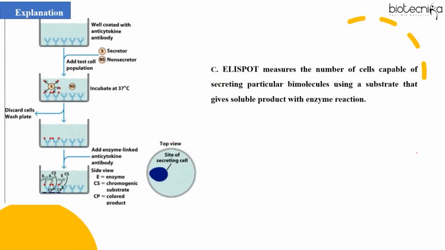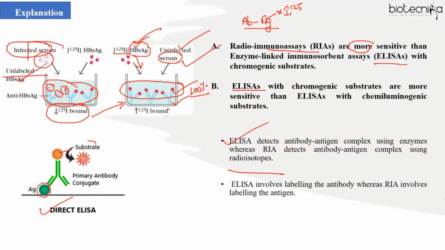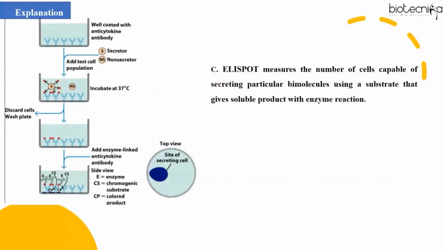Then coming to the third statement, so coming back to AB again. ELISA with chromogenic substrates are more sensitive than ELISA with chemiluminogenic. So yes, chemiluminogenic will be more sensitive. So this statement is incorrect. Okay, A is correct. Then coming to C, ELISA spot.